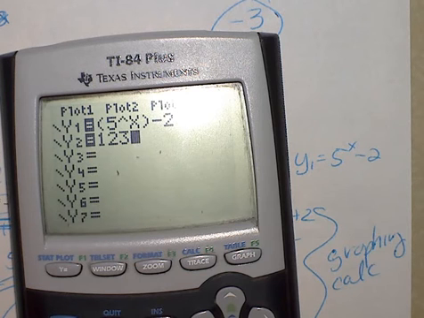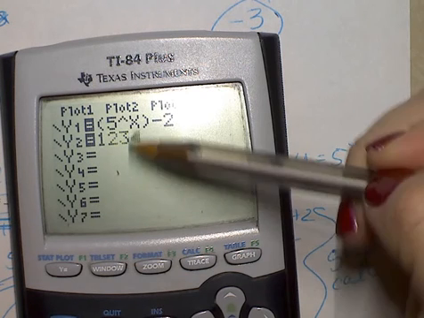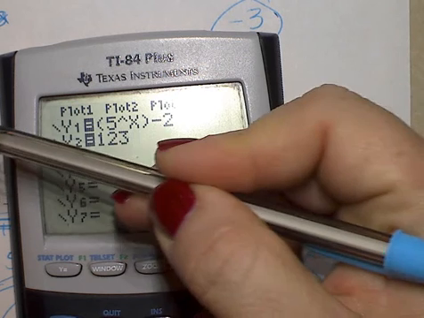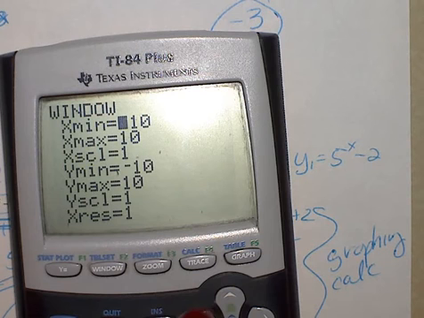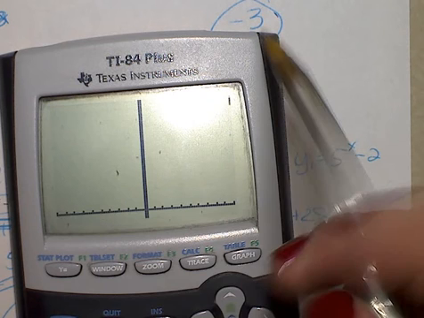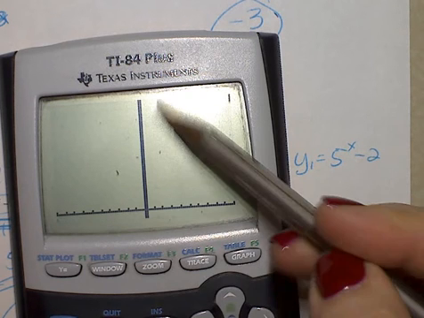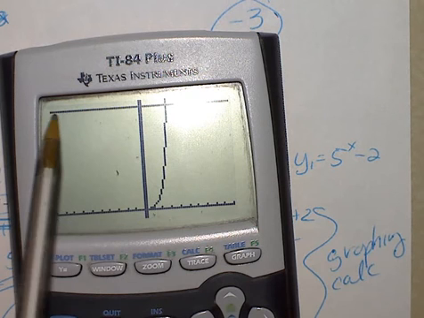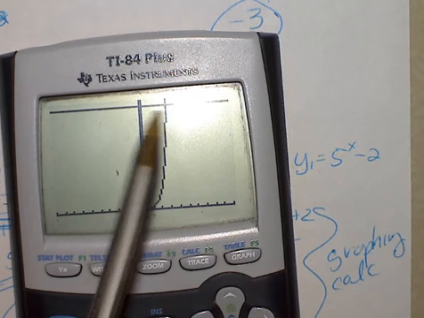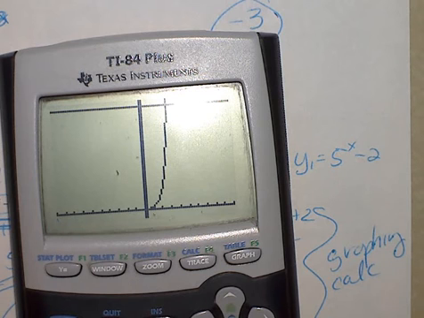123. Now remember, this is a horizontal line. So all the way up at 123 will be a horizontal line. So let's go to Window. And we need to go up past 123. So let's try 130. Then hit graph. The left-hand side will be an exponential equation that's been shifted down 2 units. The right-hand side represents a horizontal line. Find out where they intersect. Please use the intersect function on the calculator.